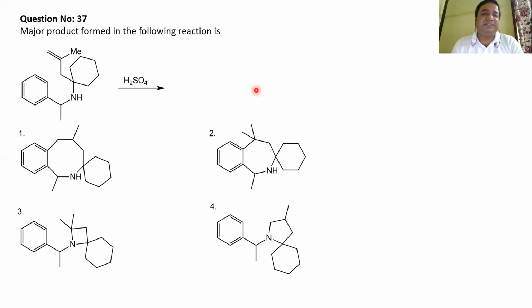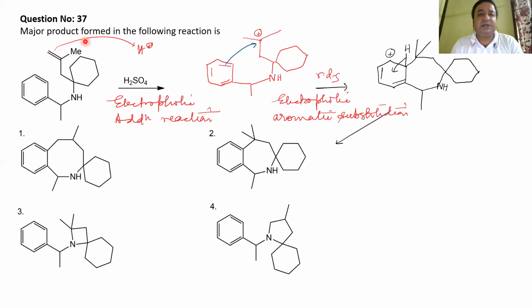Now in question number 37, this is a reaction related to carbocation formation and electrophilic addition reactions, and also we will consider electrophilic aromatic substitution reactions. Let's see how this happens. We have been given a double bond over here, and in the presence of sulfuric acid, this will get protonated. So this is the mechanism. This is undergoing protonation, so we will say this is the electrophilic addition reaction taking place.